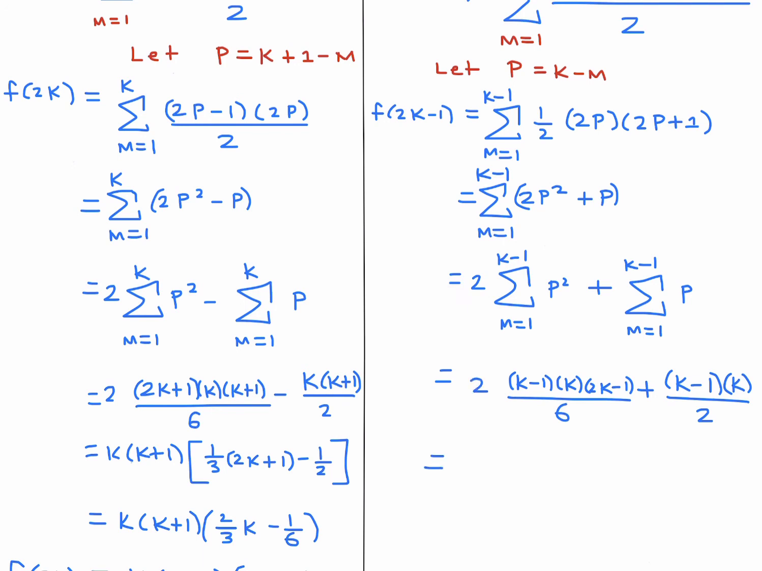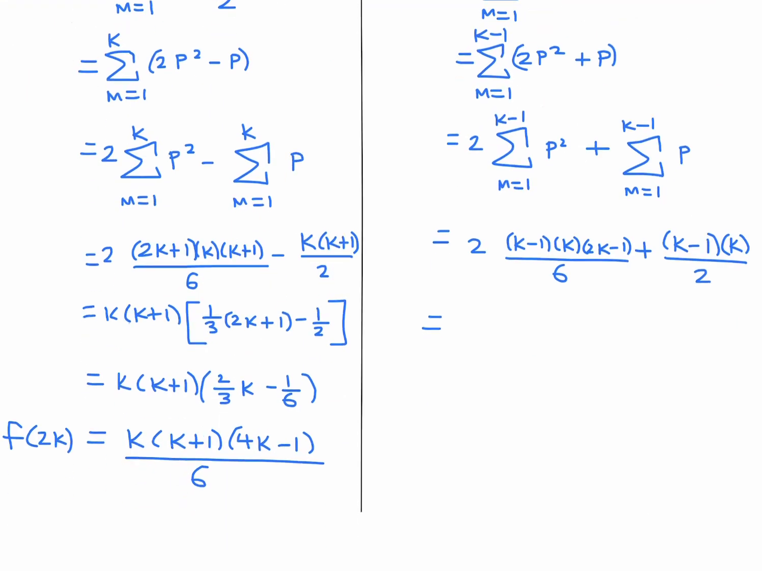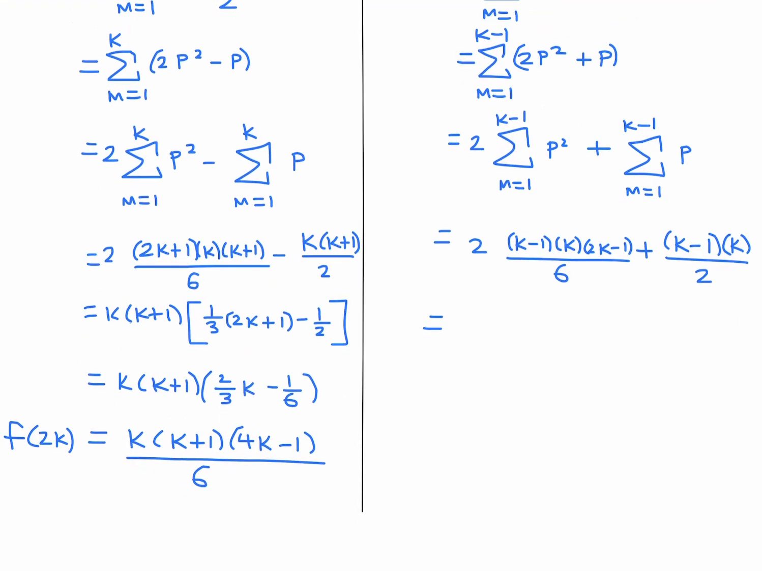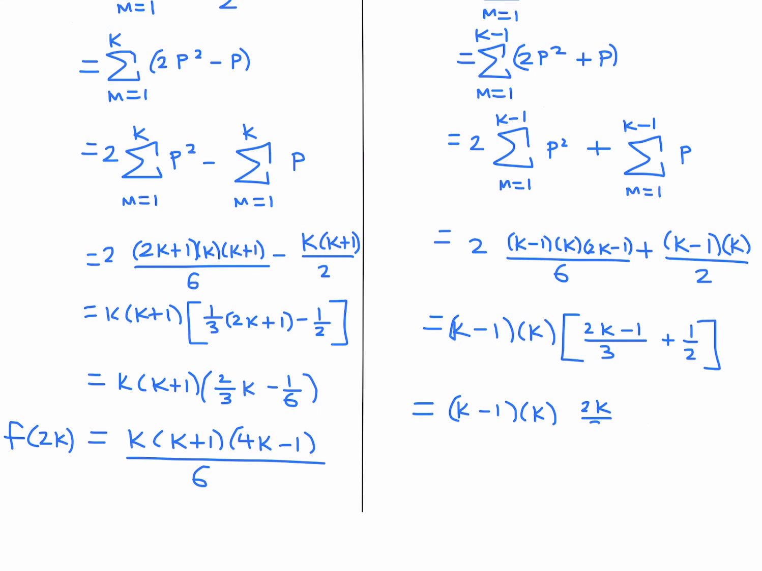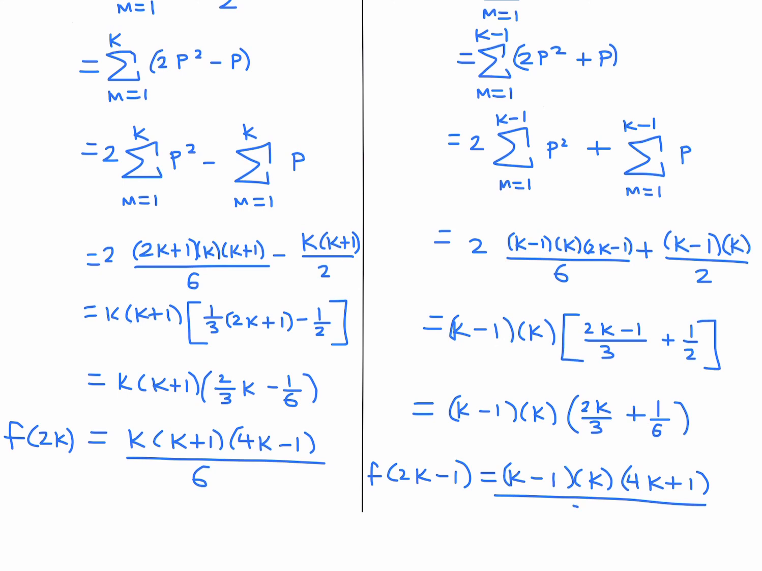So I'll just simplify it. We're simplifying in a very similar way to what we did over here, where you factor out a k minus 1 and a k like that. And then in brackets, you're going to have 2k minus 1 over 3 plus a half. And in the end, it will be k minus 1 times k times 2k over 3 plus a sixth. And at the very end, we get f at 2k minus 1 is equal to k minus 1 times k times 4k plus 1 all over 6. So there we go. We got two equations.